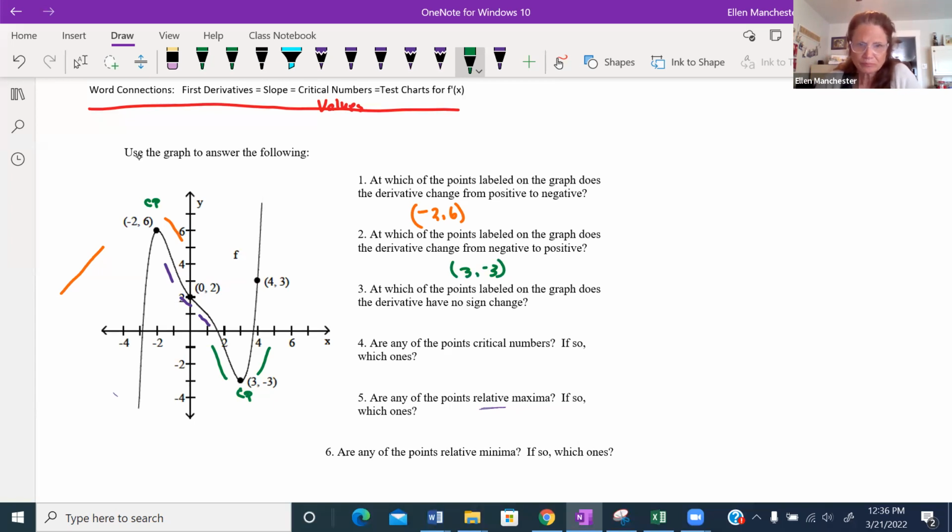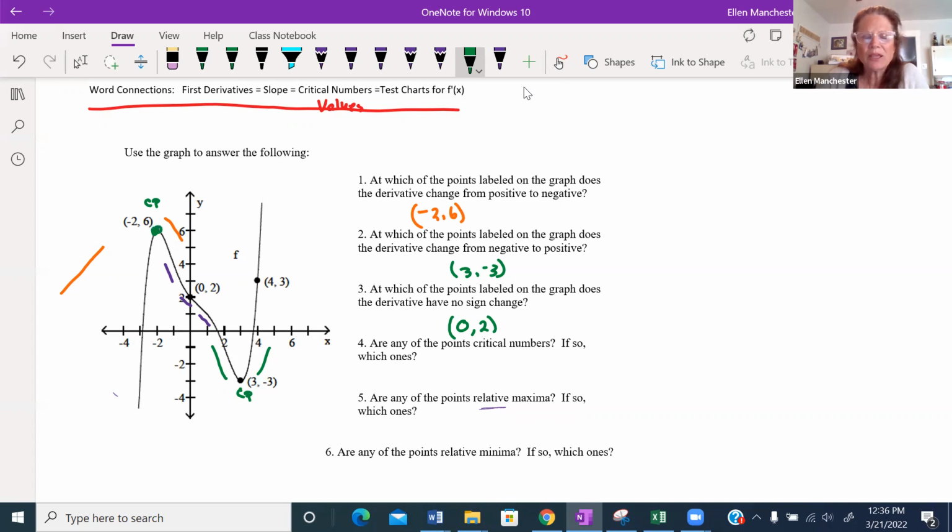Okay. And then at which of the points on the graph does the derivative have no sign change? Well, that would be right at 0, 0, 2. So it stayed negative, it hit that point, but it continued down as negative.